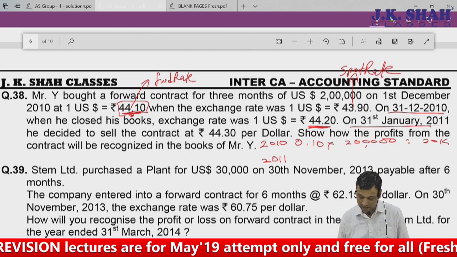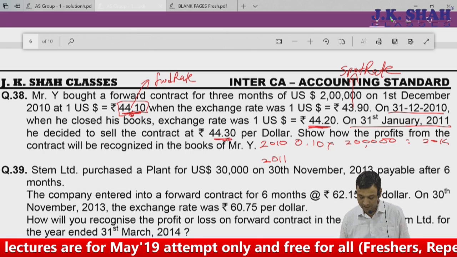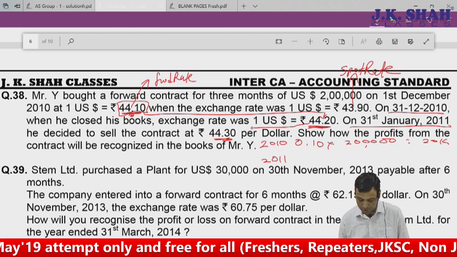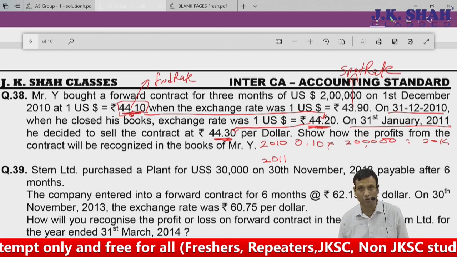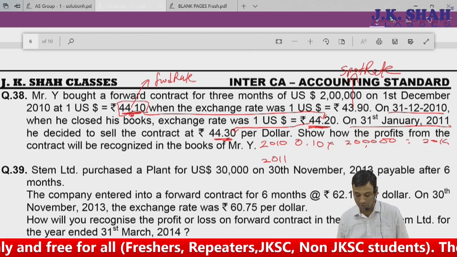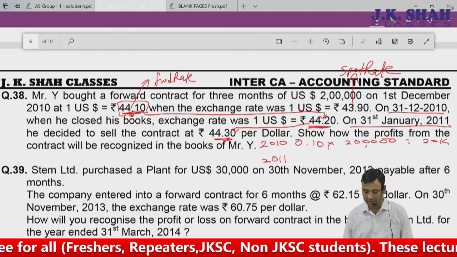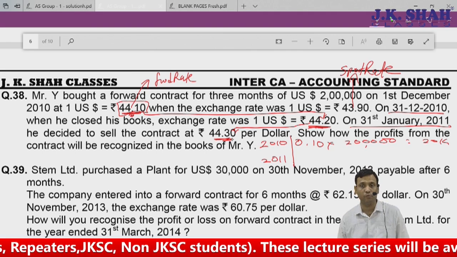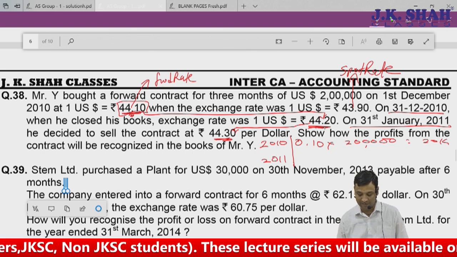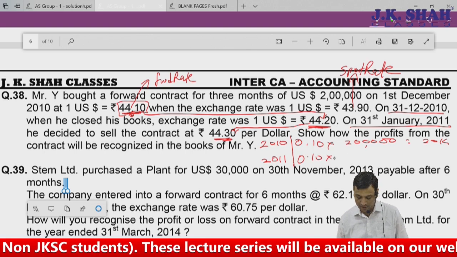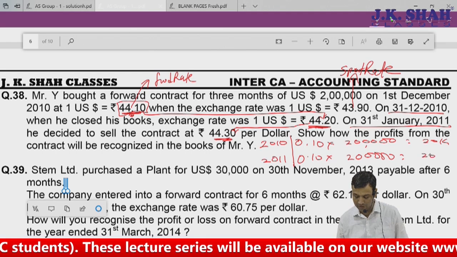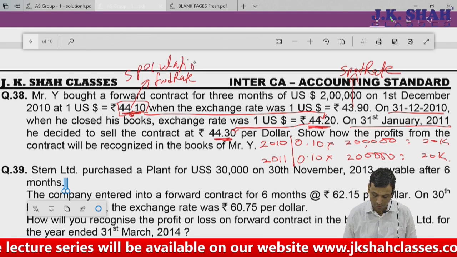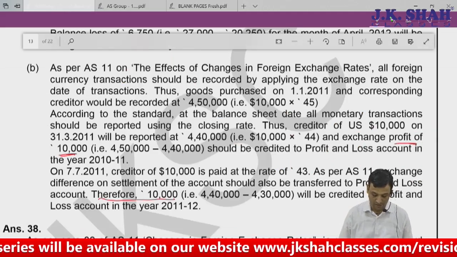In 2011, when I actually sell off the contract, I sell the contract at 44.30. Now if you look properly, from 44.10 I have already booked 44.20, and from 44.20 I am coming to 44.30. Now why did I book at 44.20? Why did I book this profit? Because my year end had come. My year has already ended, and because the year is ended, I am booking a profit of 10 paise. Now I have already booked a profit. Now 44.30, is it still a profit? Because now this is my revised buying rate, and this becomes my selling rate. Again a profit of 10 paise on 2 lakhs, that is nothing but 20,000 is the profit. This forward is in the nature of speculation, so no premium or discount will be recognized.